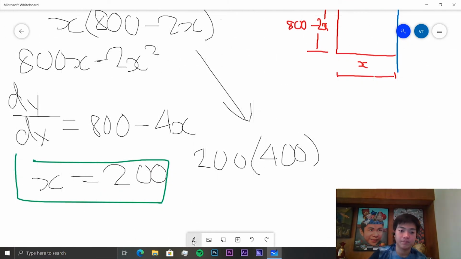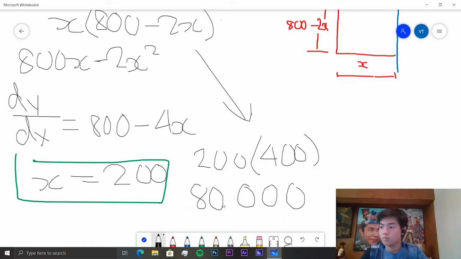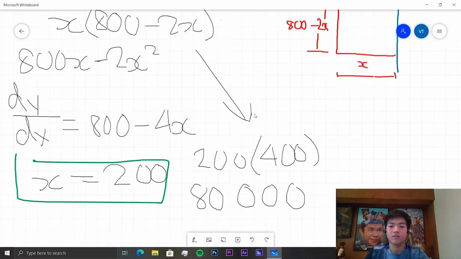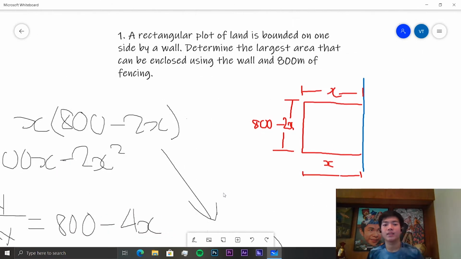Anyways, x times 800 minus 2x. Yeah, so this should be 80,000. That's a bit weird. The book is giving a different answer. Have we modeled this wrong? Because the book is saying we should only have half the area, but I don't see anything wrong with our calculations. That's weird. So I don't know. I think the book is wrong in this case.